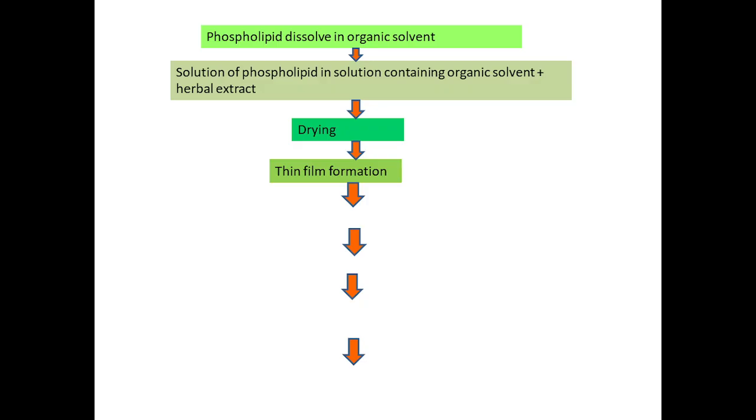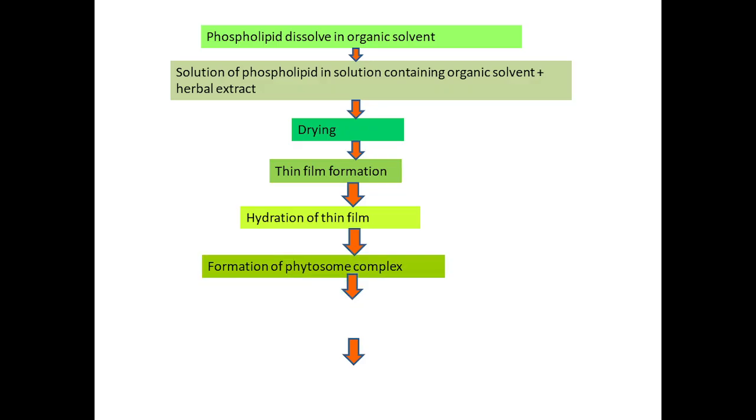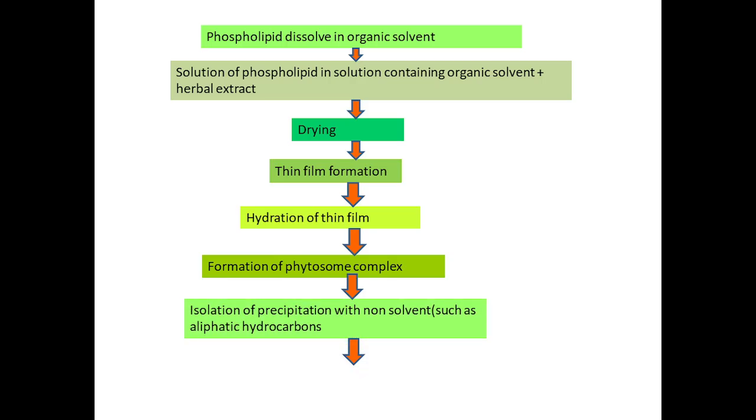Then there will be formation of a film. A thin film is formed. After that follows the hydration of that thin film, then it will form a complex, that is, the phytosome complex is produced. Isolation of the precipitate is done with non-solvents such as aliphatic hydrocarbons, which is followed by drying, lyophilization or spray drying.